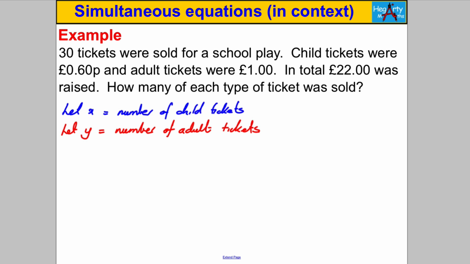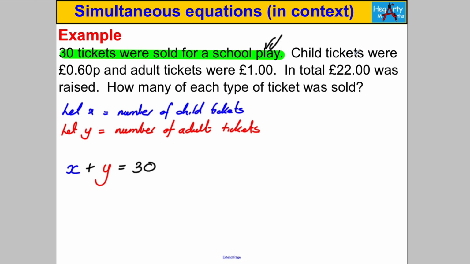Now we know one fact from up here. We know 30 tickets were sold for the school play, so the number of child tickets added to the number of adult tickets must be 30. So that's one fact we can state. I'm going to even write it here. x add y must be 30. The number of child tickets added to the number of adult tickets is 30.